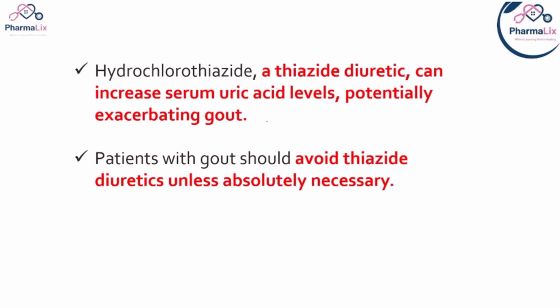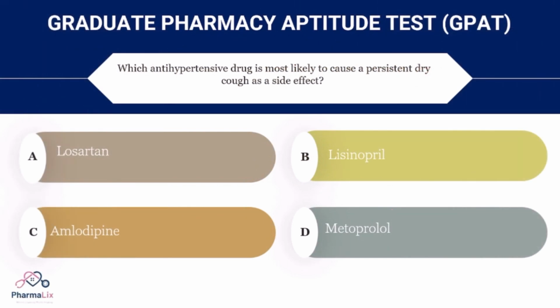And here we have the explanation that hydrochlorothiazide can increase the serum uric acid level, potentially exacerbating gout. A patient with gout should avoid the thiazide diuretic unless absolutely necessary. Okay. With this, let's go to our next question.